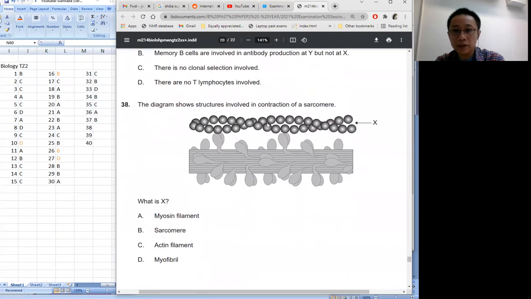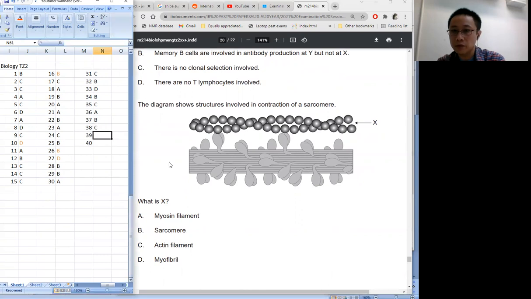38 is to recognize the structure, and X is just actin. And a similar question was on the Untitled paper.